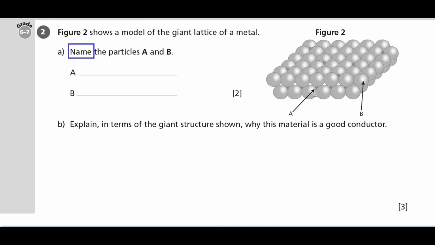So A is pointing to the small particles in the lattice structure. These must be electrons. We don't need to say that they're delocalized. That's not what the question's asking. It's just asking me to state simply what those particles are. Looking at B, these can be classified as metal atoms or metal ions, whichever you would prefer.